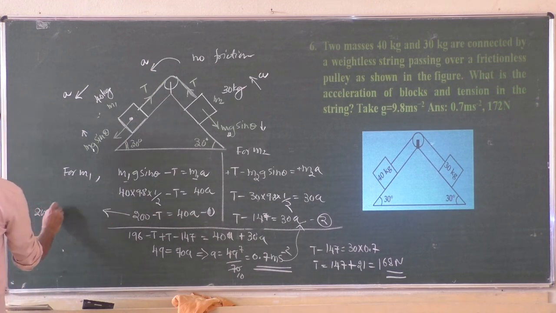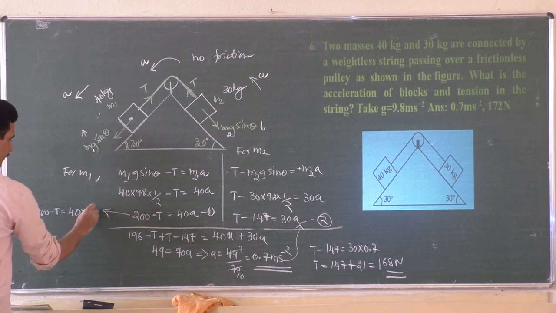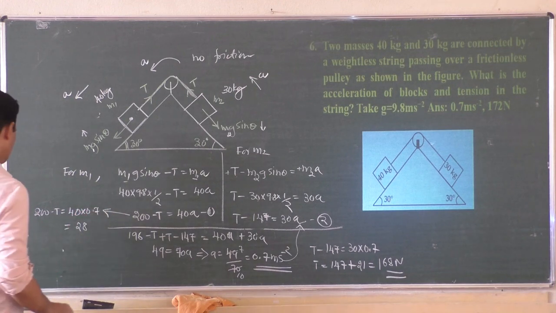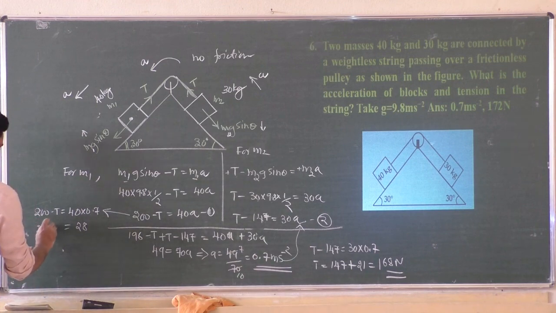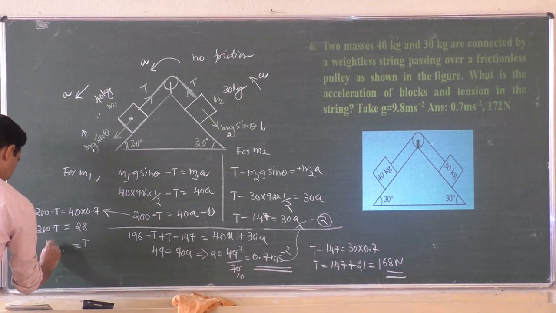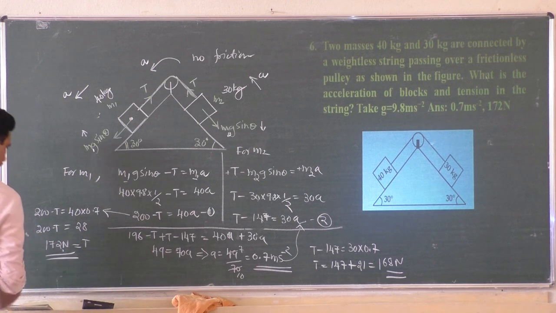200 minus T is equal to 40 into 0.7. So this becomes 28, right? 200 minus T. What is T equal to? 200 minus 28, that is 168? No, 172 you get. Then somewhere at one point we have gone wrong.